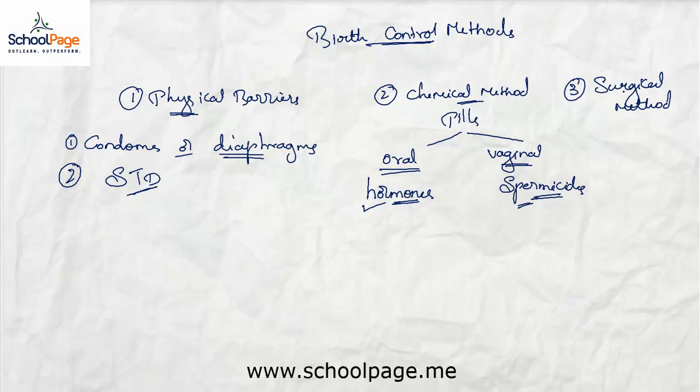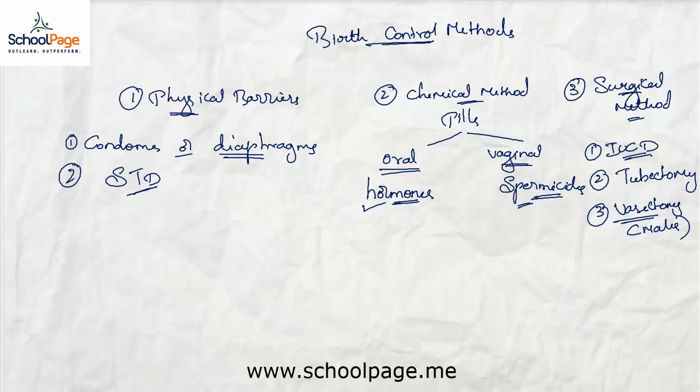The next method is a surgical method. There are three surgical procedures which can prevent pregnancy. They are intrauterine contraceptive device, tubectomy, and the third being vasectomy. Vasectomy is a surgical procedure for males, whereas IUCD, that is intrauterine contraceptive device, and tubectomy are for females. So these are the surgical procedures available as birth control methods. Now let us understand them one by one.